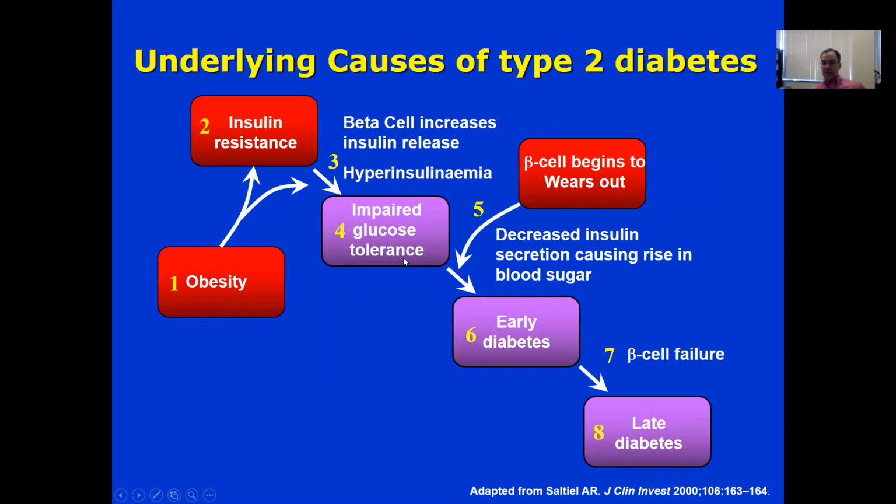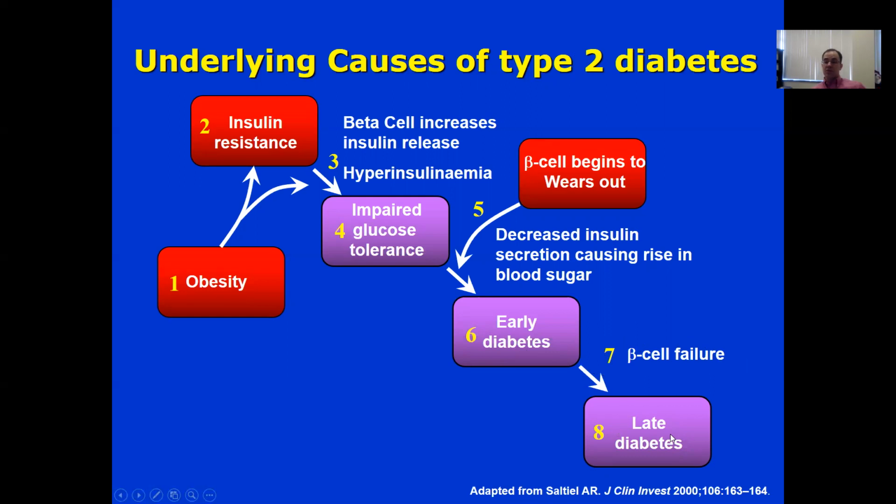When they have prediabetes, the blood sugar is going to continue to rise. The beta cell is going to try to keep up with releasing insulin, but it starts to wear out as it can't keep up with the rise in glucose levels. Therefore, you're going to have a decrease in insulin secretion. Without insulin, that's going to cause a rise in blood sugar, and this is usually the early onset of type 2 diabetes. Eventually, beta cell failure with a continued elevation of blood glucose is going to cause the beta cell to wear out and stop producing insulin altogether, and you have late or full-blown type 2 diabetes.